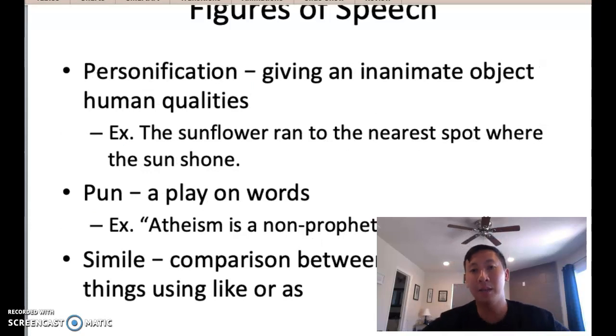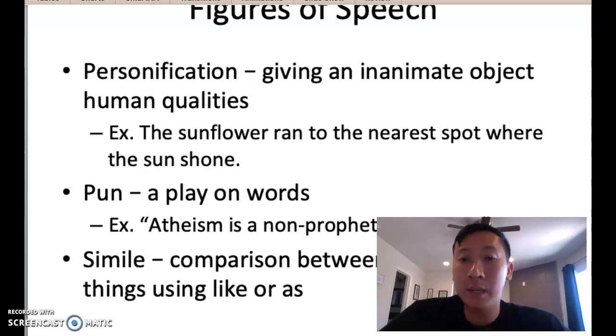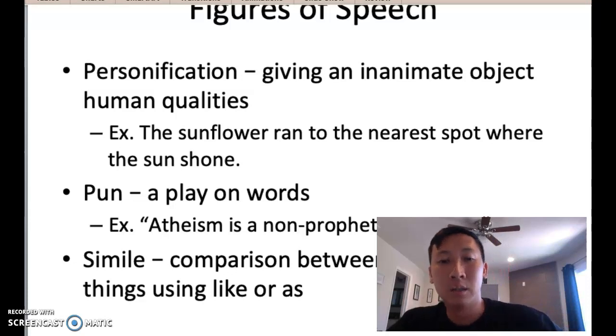Personification is giving an inanimate object human qualities. The sunflower ran to the nearest spot where the sun shone. Obviously, sunflowers do not have legs, they cannot run, but what this shows is that the sunflower is in a very dark and cold place, and it's searching for the nearest place of warmth.